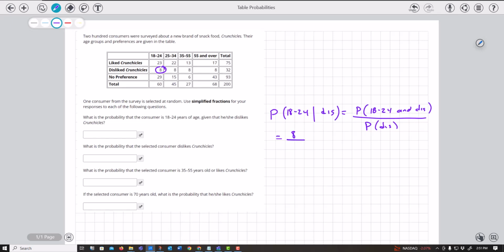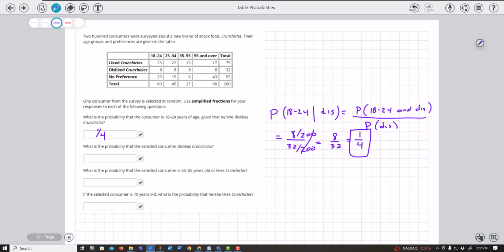And then, if you write the true probability, it's 8 out of 200, but you're going to see the 200s cancel. And then the probability they dislike would be 32 out of 200. As I mentioned, the 200s cancel. And I can reduce that, divide the top and the bottom by 8 to get 1/4.